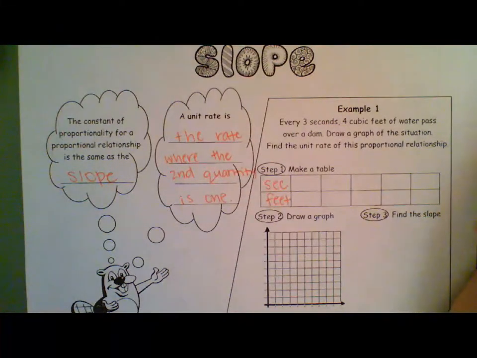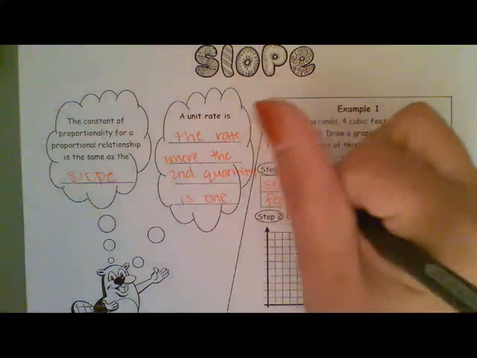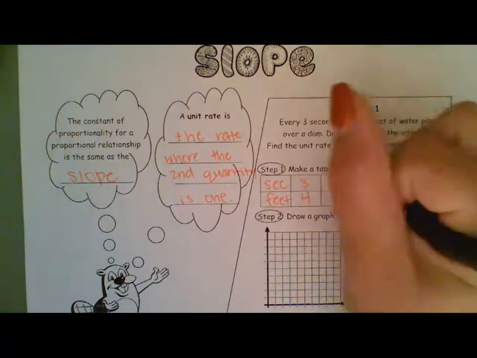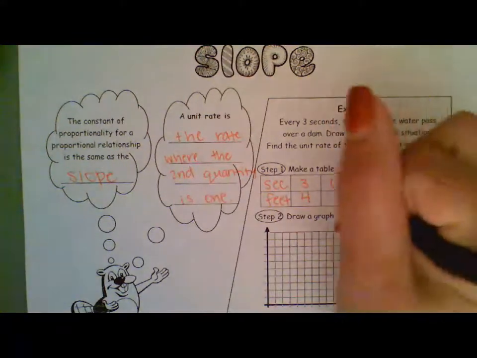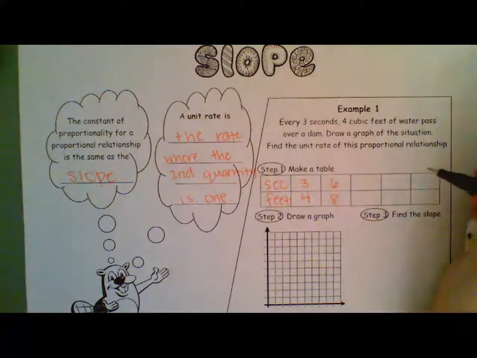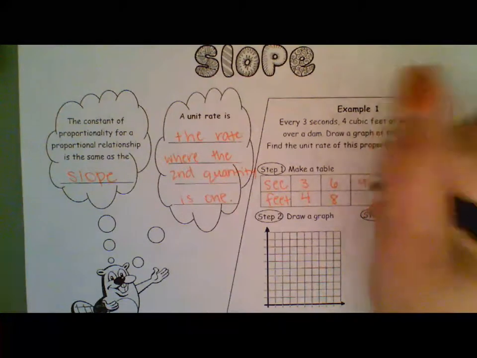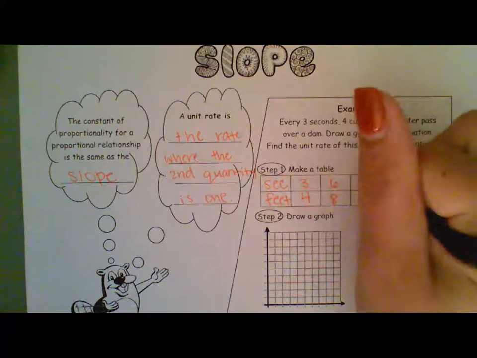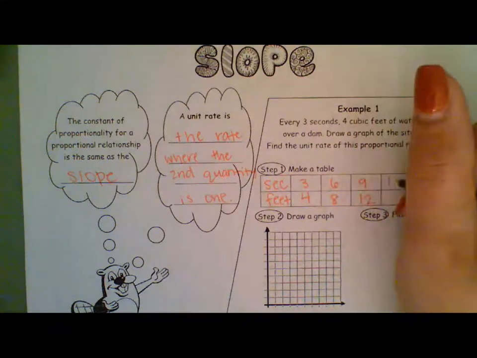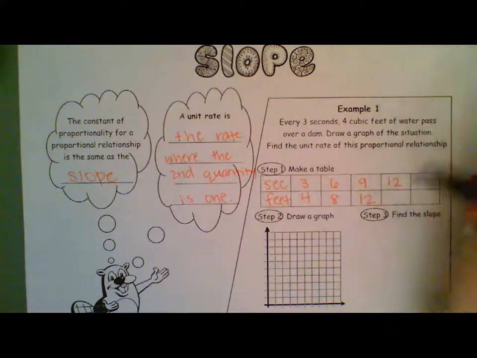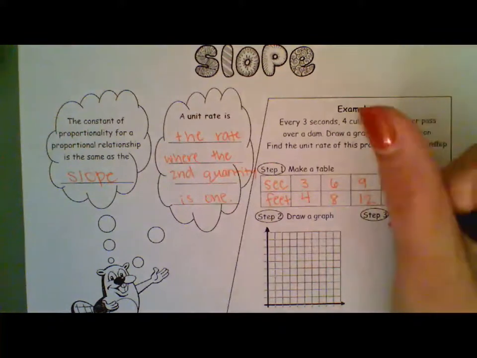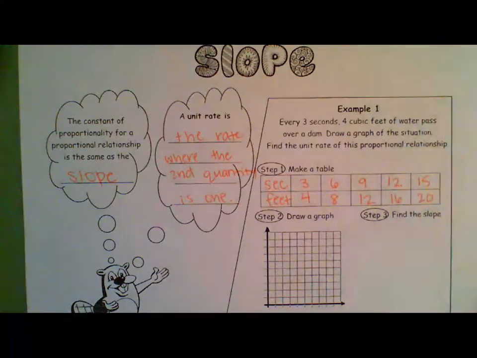So the first one they gave us is 3 and 4. So 3 seconds is 4 feet. So 6 seconds would be 8 feet because we're just doubling it. 9 seconds, so we're adding another 3 to it. We're going to do 8 plus 4 to make 12. Then we're adding another 3, that'll be 15. So that's our seconds. So I need to add another 4 to 12, 16, and then 20.